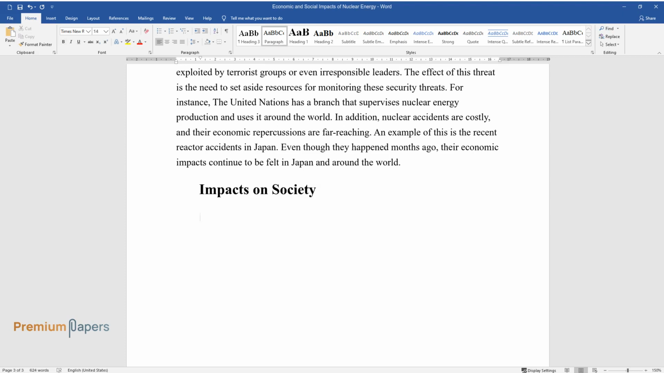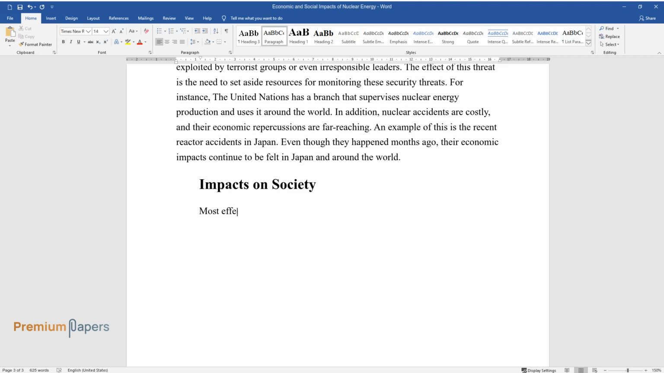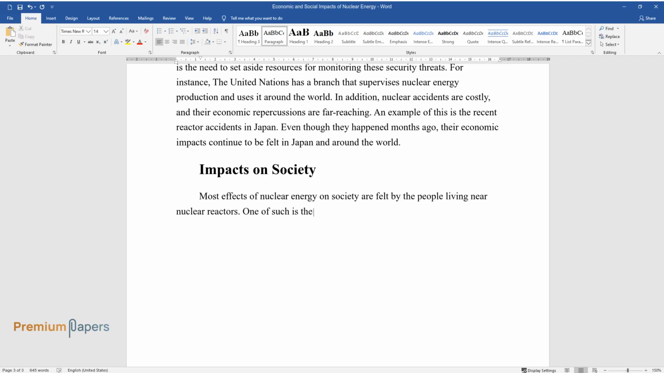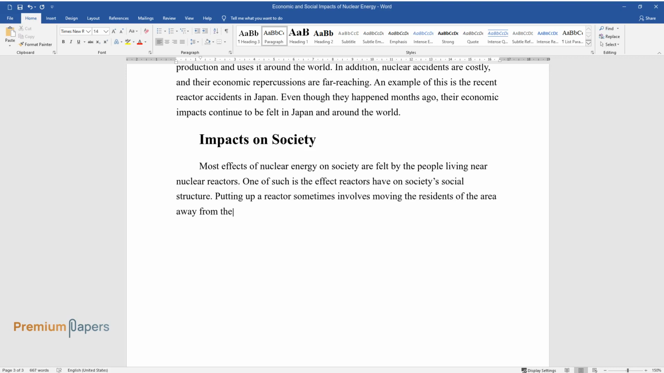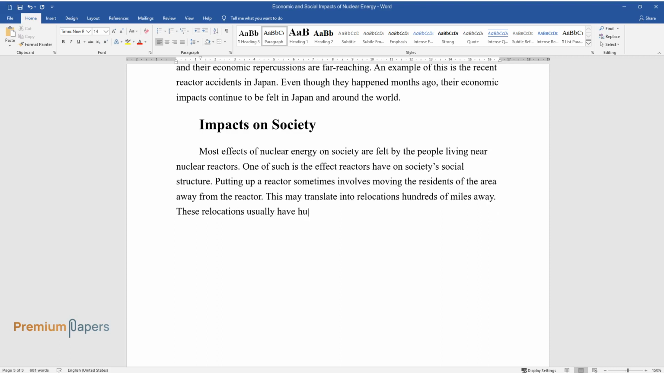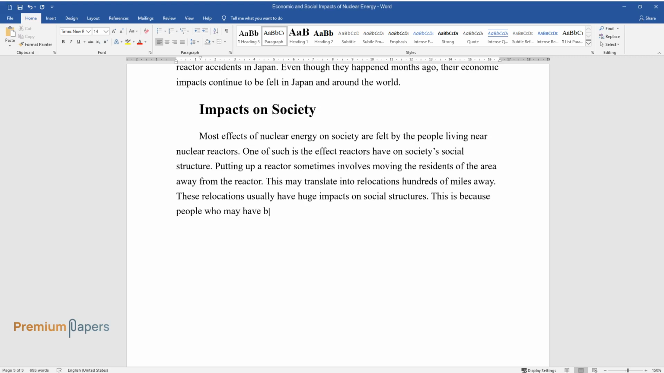Impacts on society. Most effects of nuclear energy on society are felt by the people living near nuclear reactors. One of such is the effect reactors have on society's social structure. Putting up a reactor sometimes involves moving the residents of the area away from the reactor. This may translate into relocations hundreds of miles away. These relocations usually have huge impacts on social structures. This is because people who may have been neighbors may end up living in different locations.